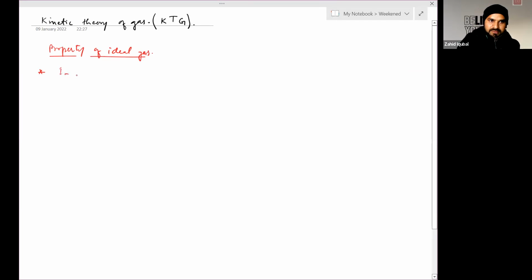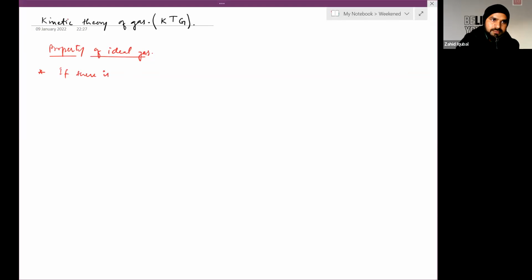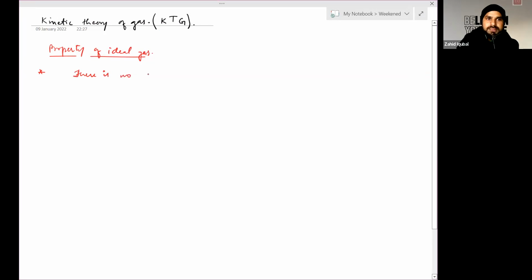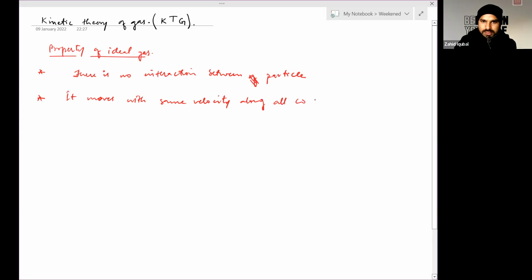First, if there is no interaction between particles, it moves with the same velocity along all coordinate axes, that is Vx, Vy, and Vz are all equal to each other.